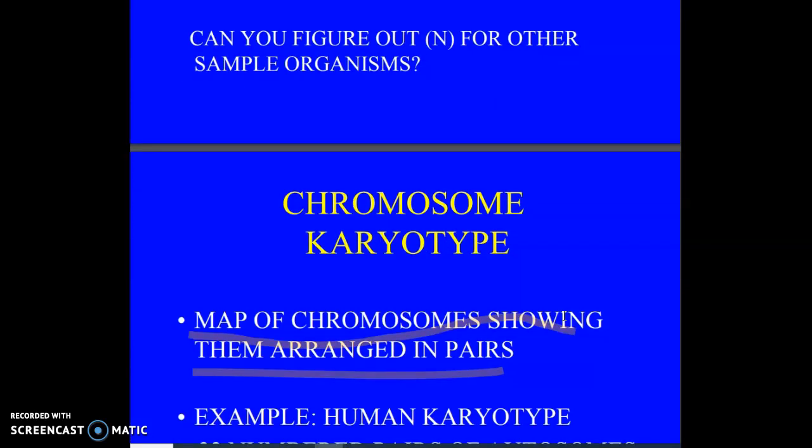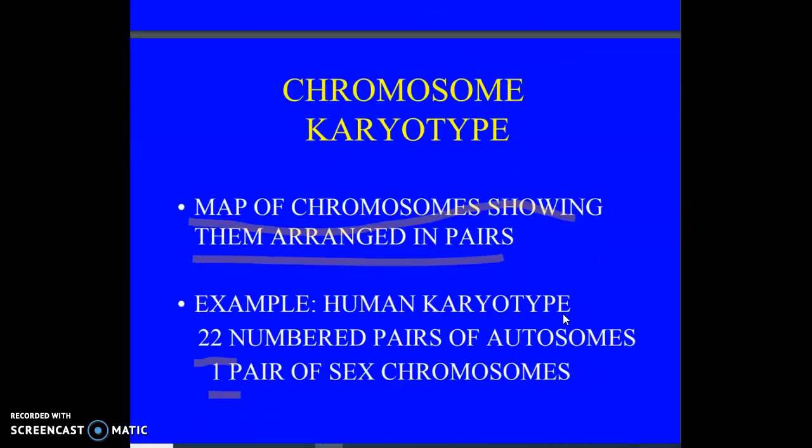All right, a chromosome karyotype. Let's go ahead and write this down. We're going to actually do one of these in class, I hope. What is the karyotype of chromosomes? It's a map of chromosomes showing them arranged in pairs.